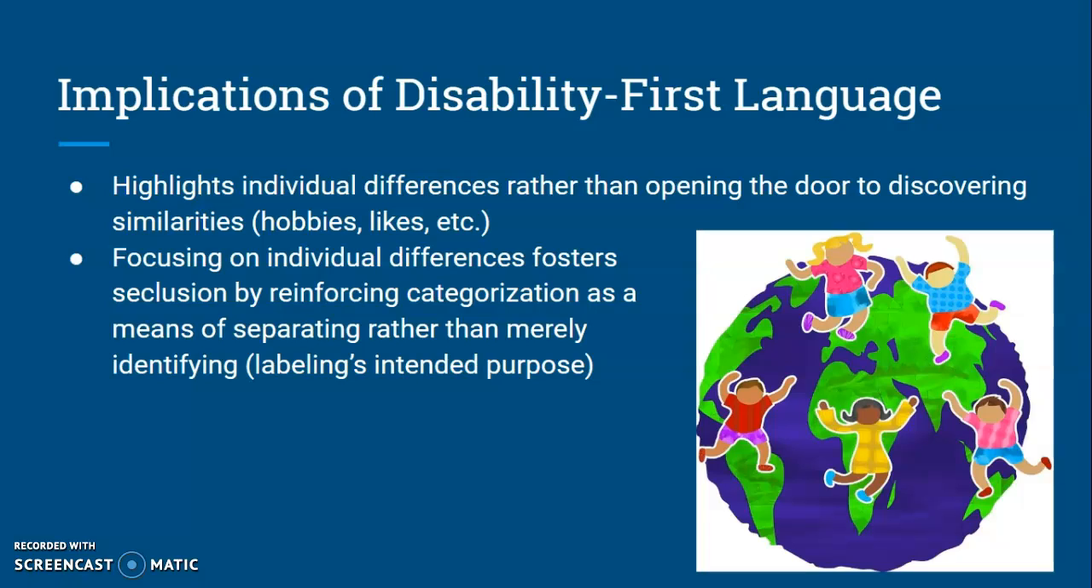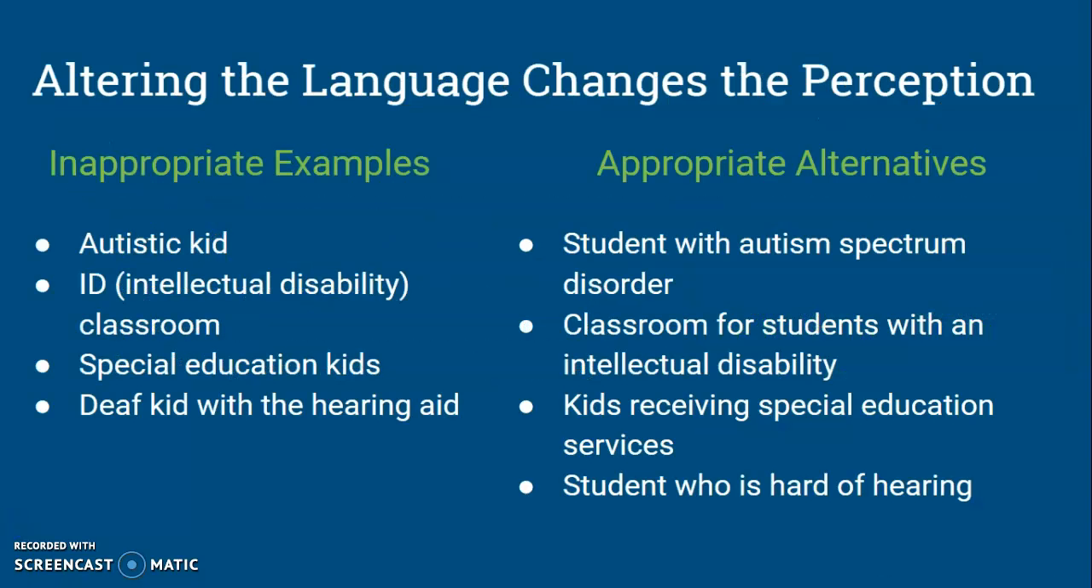Focusing on individual differences fosters seclusion by reinforcing categorization as a means of separating rather than merely identifying, which is labeling's intended purpose, is to identify. Altering the language changes the perception.